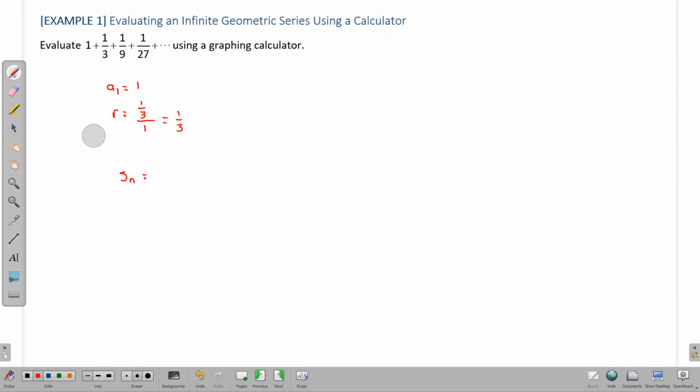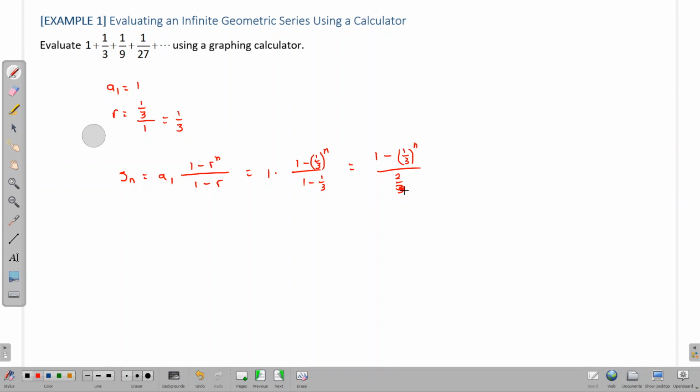So S sub n would be equal to, let's write the formula just in case we forgot. So that's our general formula for the sum of the first n terms. So plug in 1 for A1. You have 1 minus 1/3 raised to the nth power over 1 minus 1/3. And let's clean this up just a little bit maybe. We don't need the 1 there. We can go ahead and subtract the 1 minus 1/3. So this is really 1 minus 1/3 to the nth power over 2/3.